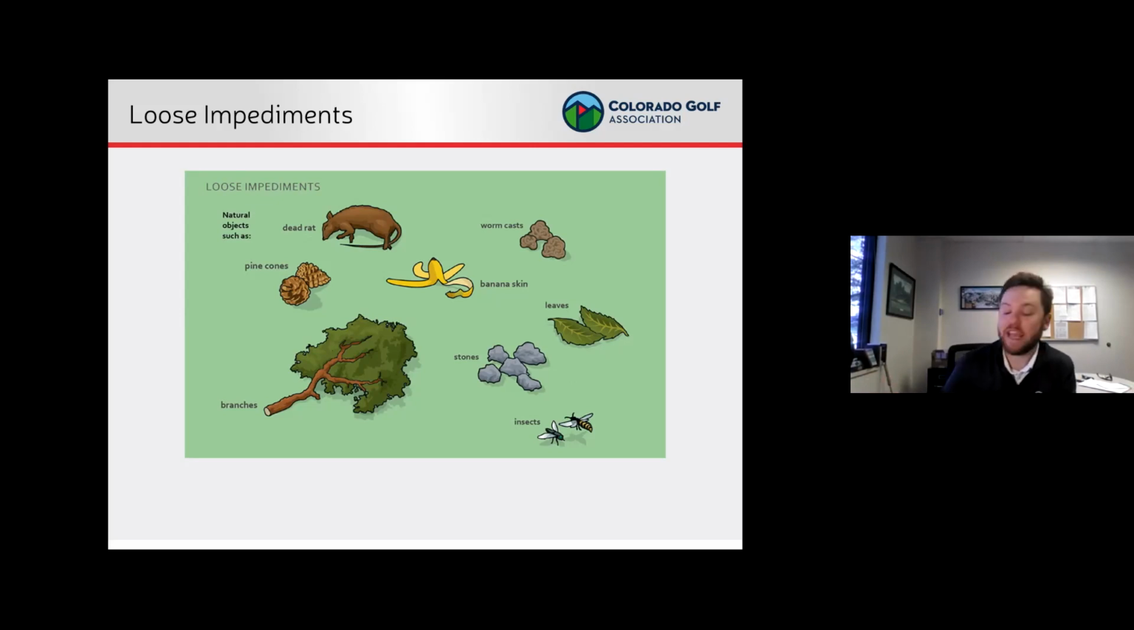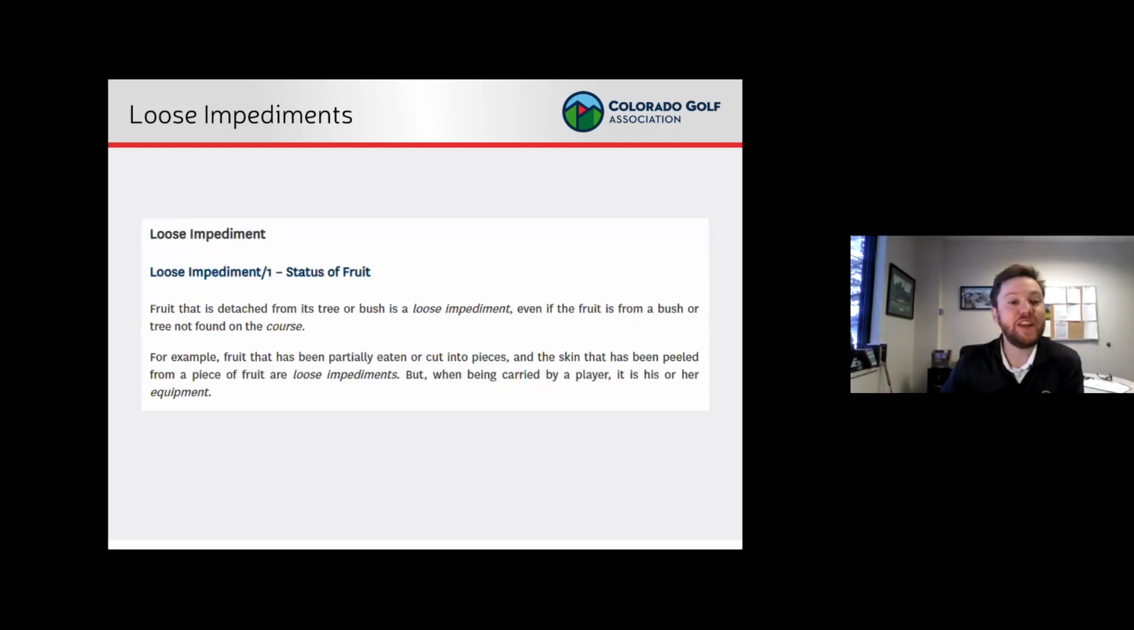If someone eats a banana and discards it, or an orange or an apple, again, boil it down. What is that object? Is it natural or is it artificial? It's natural. It's a loose impediment. They even have an interpretation on that, and I included it in here. And this is a good addition to the new rules. Under the definitions, they added interpretations, which was pretty cool.